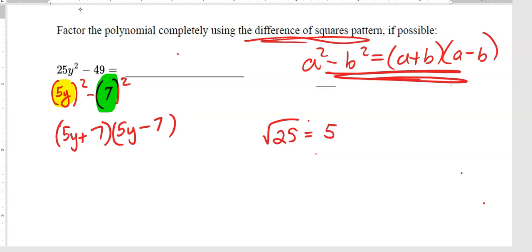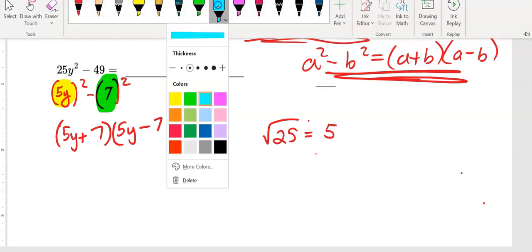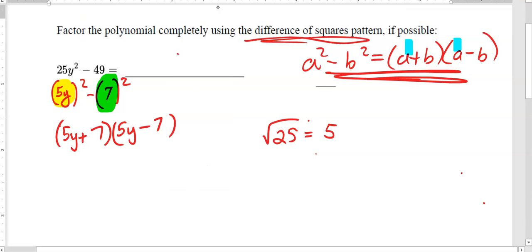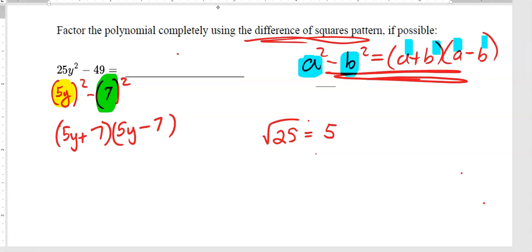Notice I do not use the square. Notice in here, this is the big mistake people made. They want to put an exponent here. There is no exponent. It is strictly the base, a and b. So we want to just use the base and not take the exponent with it. And that is my answer.